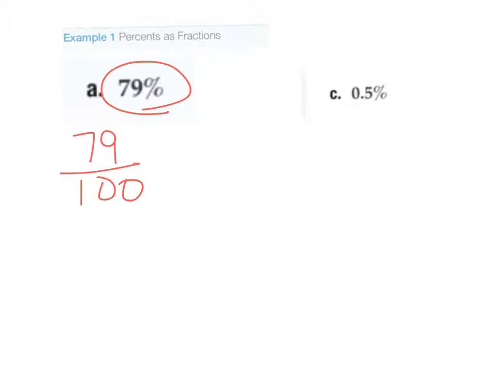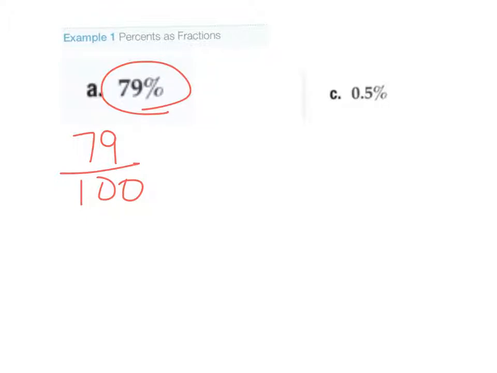To change these percents to fractions, you need to understand what a percent means. Percent means over 100 or out of 100. So if we take the percent sign and remove it, we put 79 over 100. So all percents are over 100. If this can be reduced, we would reduce it.